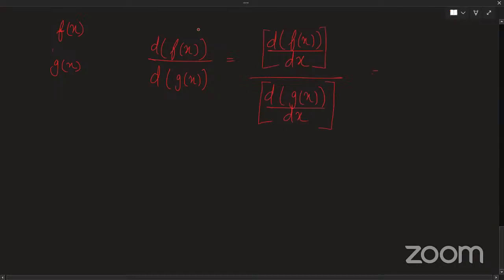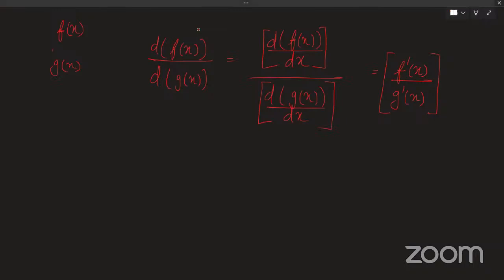So what will be my numerator? F dash x. What will be my denominator? G dash x. So this is it, right? So basically, now you can take the derivative of one function, not with respect to a variable, but with respect to another function also. That is also possible.